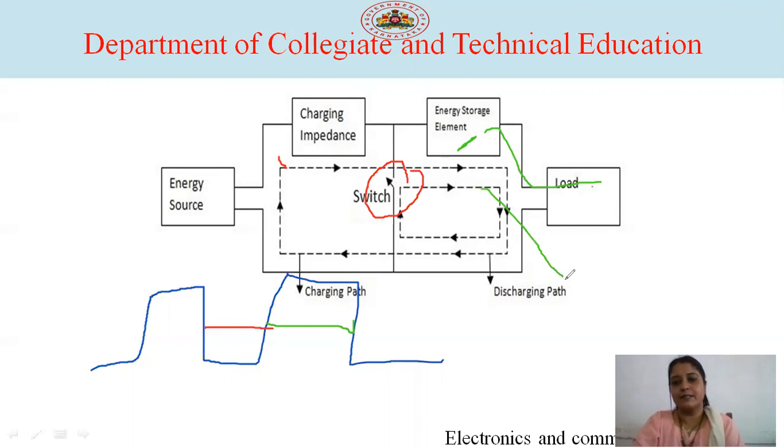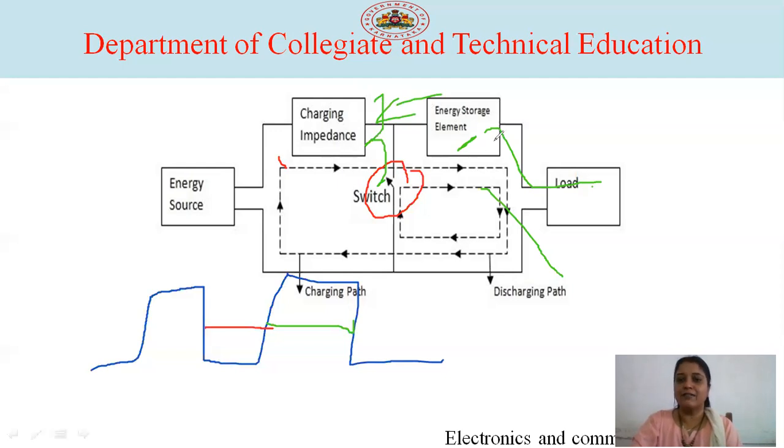That is indicated by this inner dotted path. Now the main job of the charging impedance during this discharge path is to make sure that the reverse energy flow is stopped here. It will take care that the energy does not transfer again from this energy storage element towards the energy source. Whatever the reverse path is, that is stopped by this charging impedance.